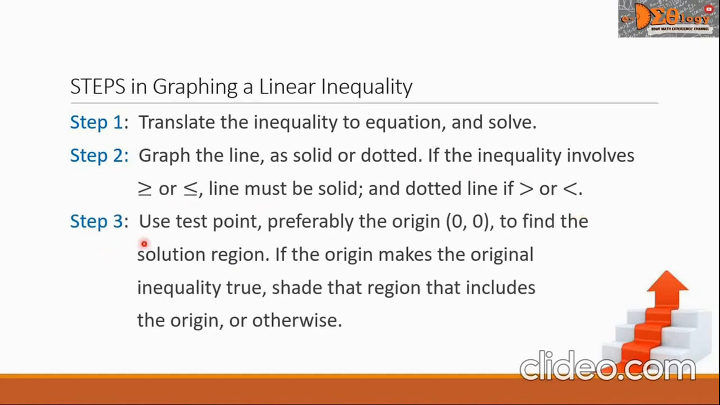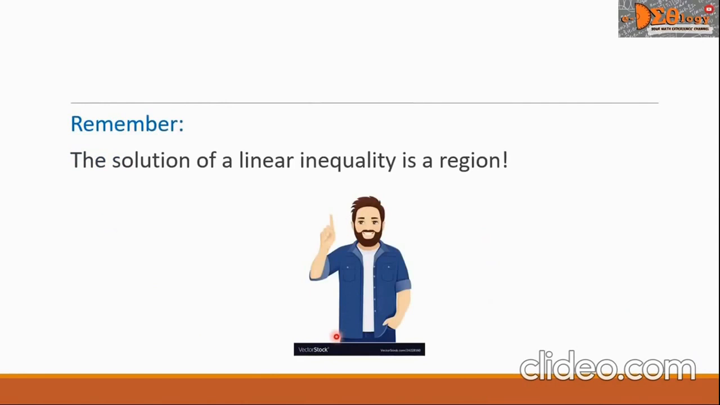Step 3. Use test point, preferably the origin (0, 0), to find the solution region. If the origin makes the original inequality true, shade that region that includes the origin, or otherwise. Remember, the solution of a linear inequality is a region.